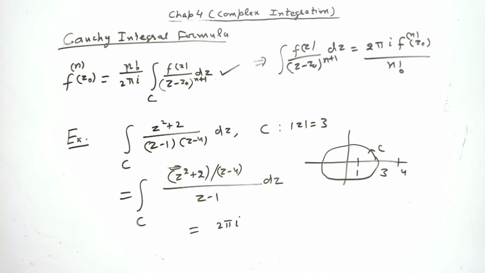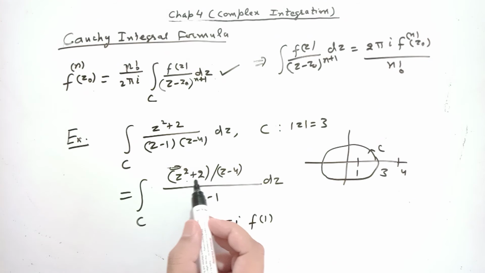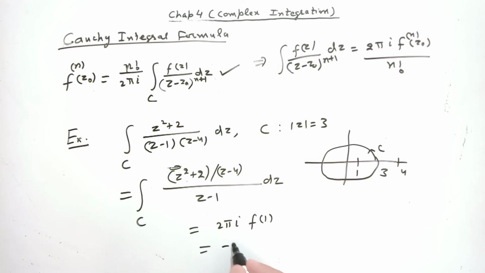Here what is n? n is 0. So no derivative, simply f at 1. You can calculate what is f at 1 here. f at 1 is minus 3 over minus 3 minus 1. Yes, so finally minus 2 pi i. Okay. So you need to practice problems of different types based on Cauchy integral formula. You will feel comfortable. It's not difficult.